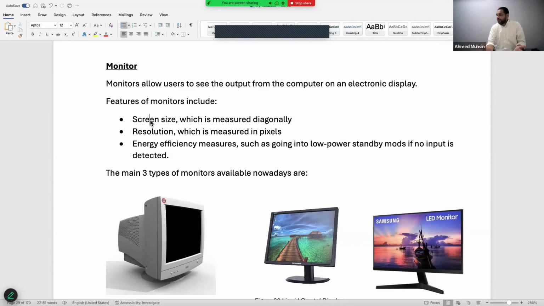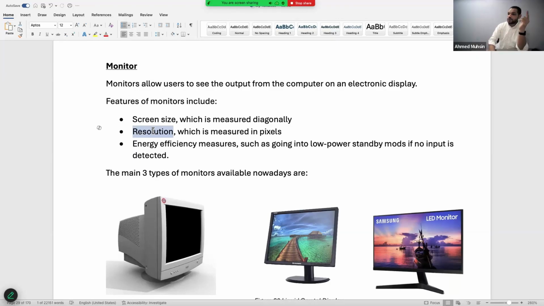Otherwise, generally we go for, anyone knows the general monitor sizes? 16, 24, 21. These are the general monitor sizes that we use. Unless you're video editing, guys, when you need a lot of space to display objects. Then, like I said, you might go for a 32-inch monitor. Everybody okay with this? So number one is your screen size.